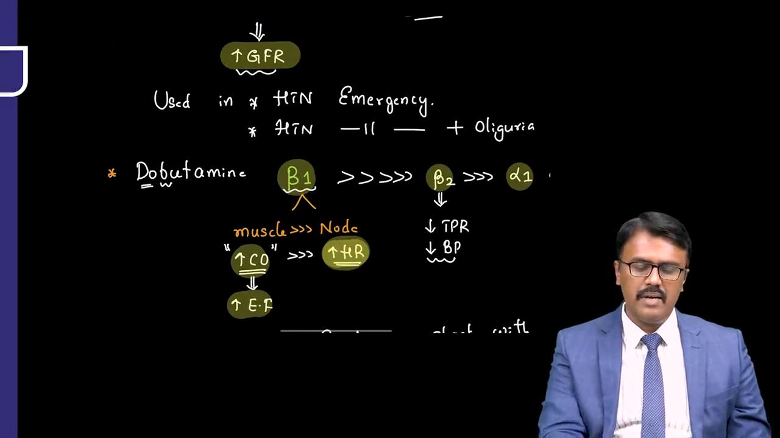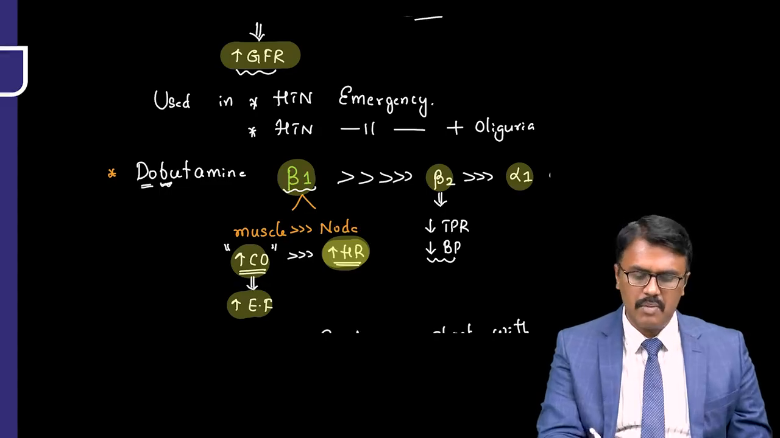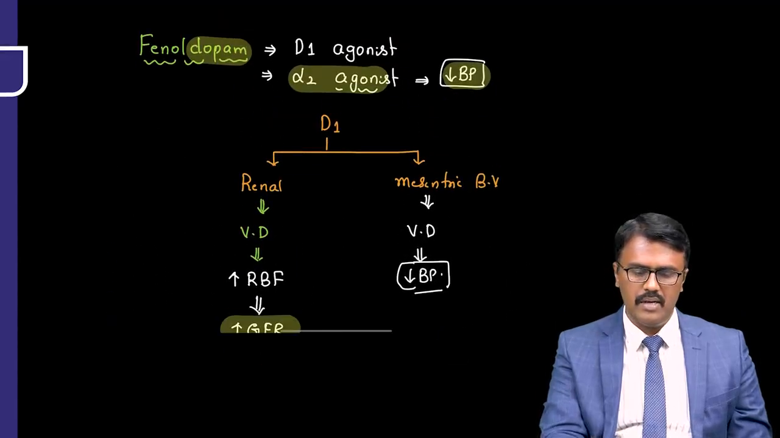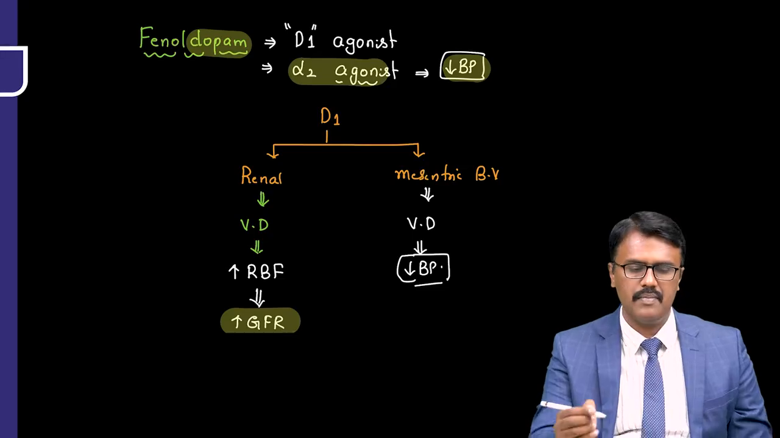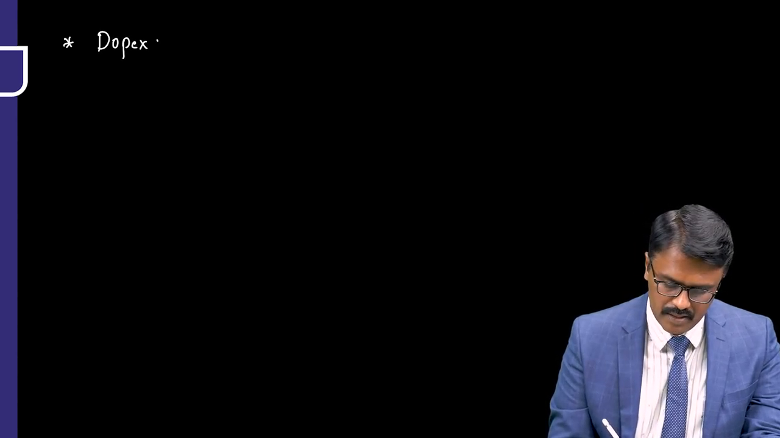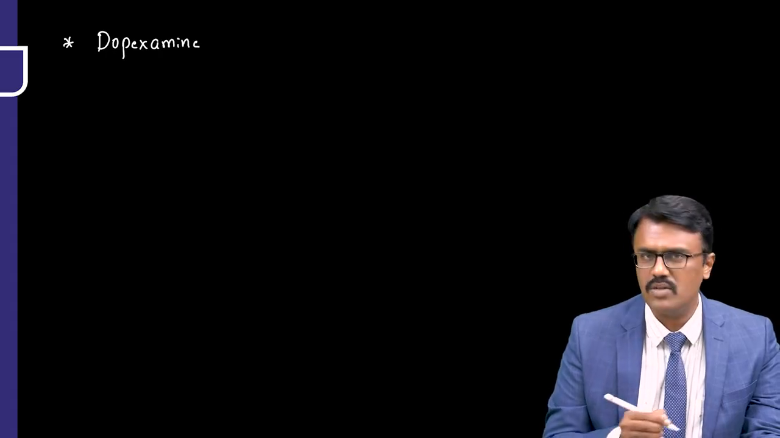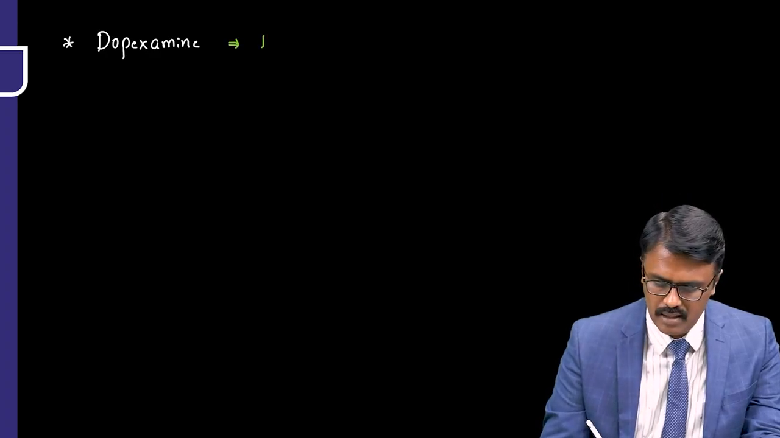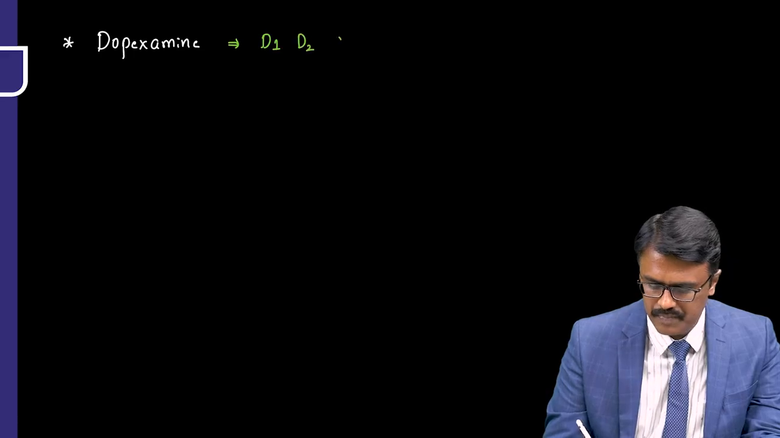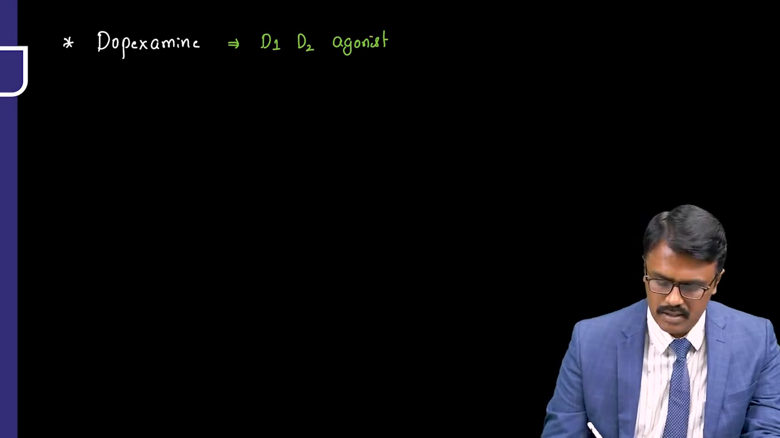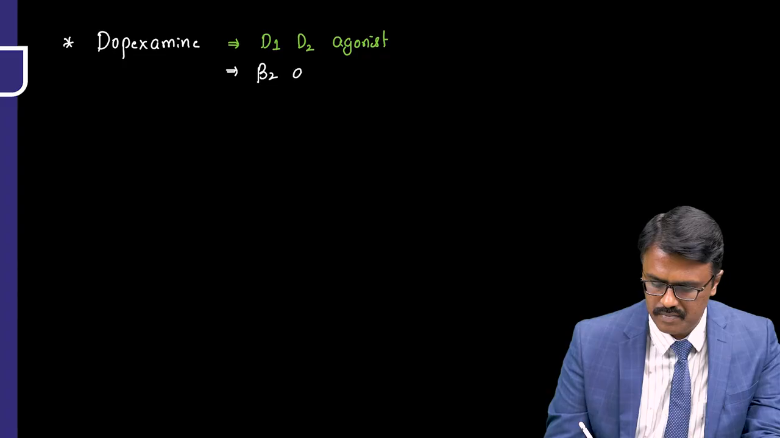Then dobutamine, please remember it doesn't act on dopamine receptors at all. It has mainly action on beta. Fenoldopam, I told you, acts mainly on D1, right? Once we are done with that, we have one more drug, and that also starts with D. It is called dopexamine. Dopexamine is not used clinically, but still it is used for MCQs. It came recently. It is a D1 and D2 agonist, and also a beta 2 agonist.